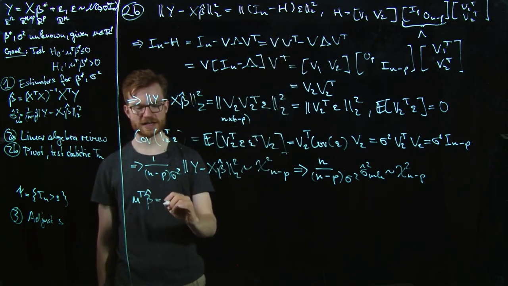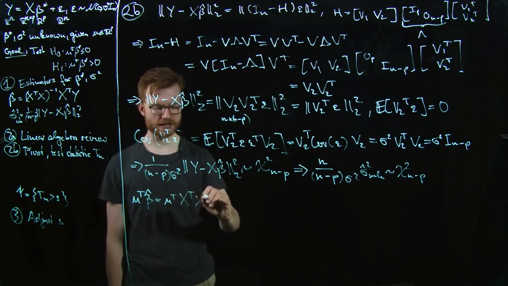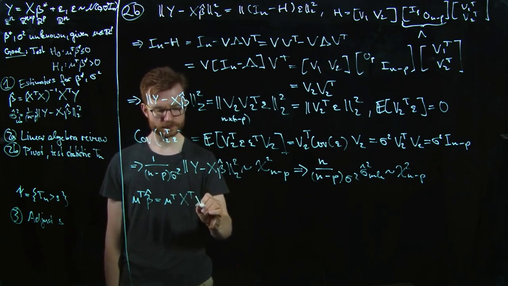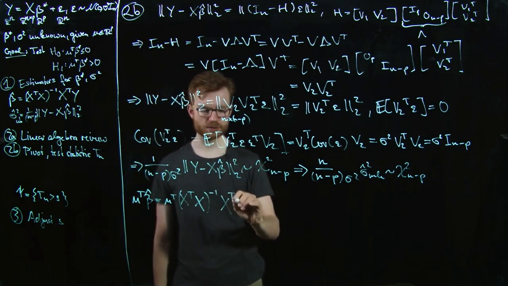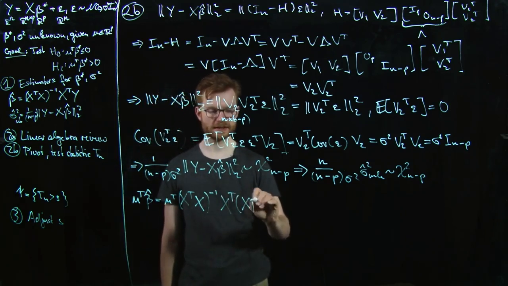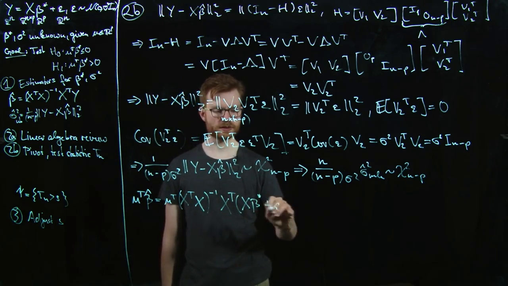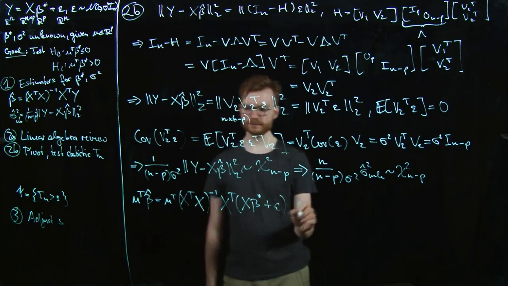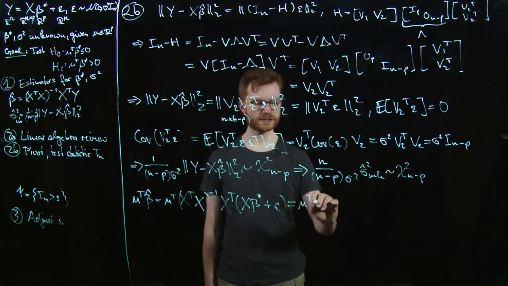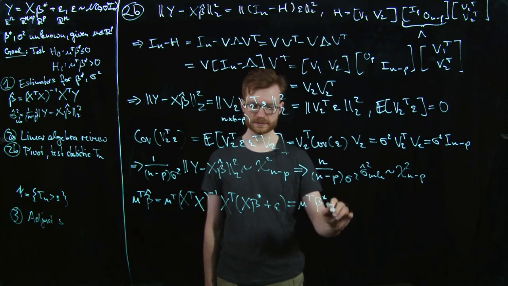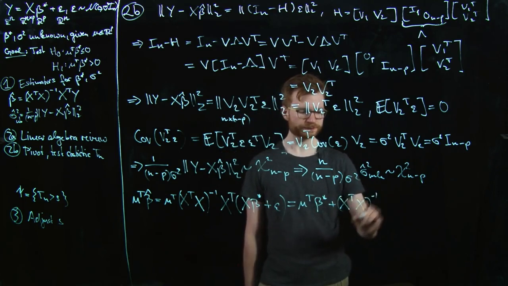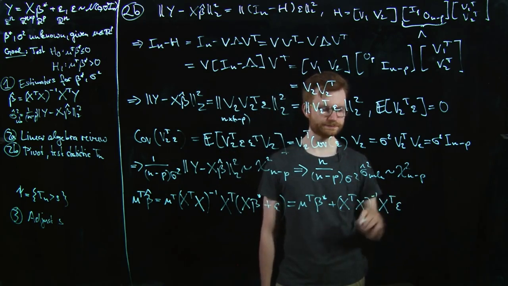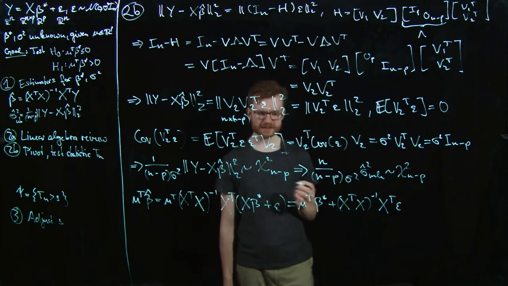So what is U transpose beta hat? This was U transpose (X transpose X) inverse X transpose Y. Let's plug in the ground truth and the noise. We've already seen that this is U transpose beta star. This goes away, plus the noise term, which is (X transpose X) inverse X transpose epsilon. So this is a little bit annoying.